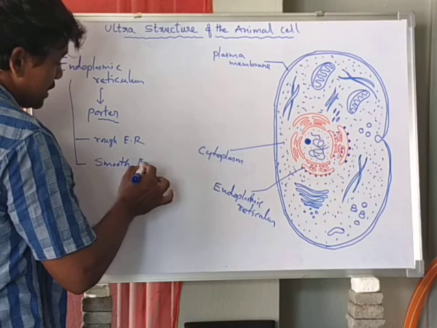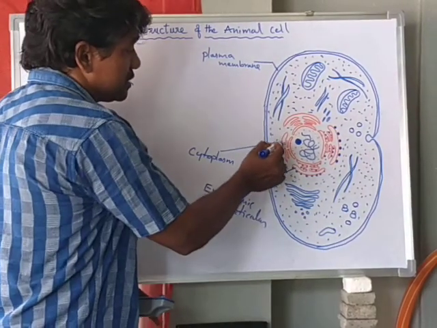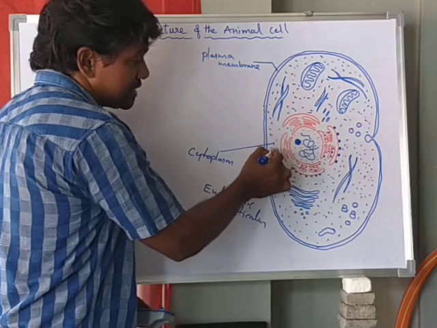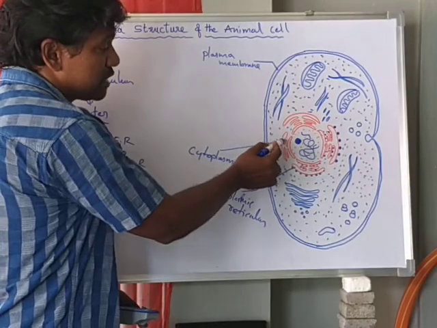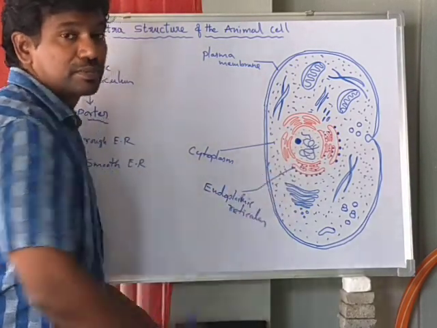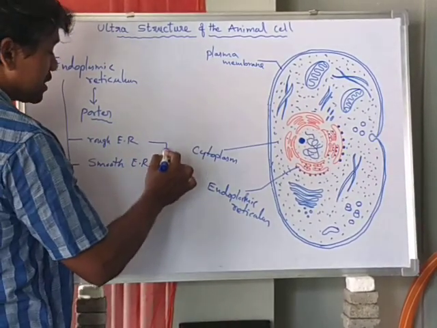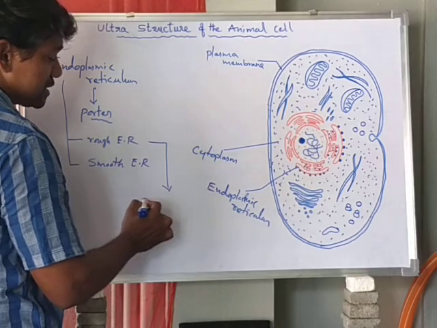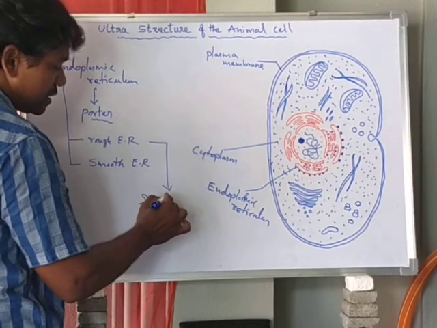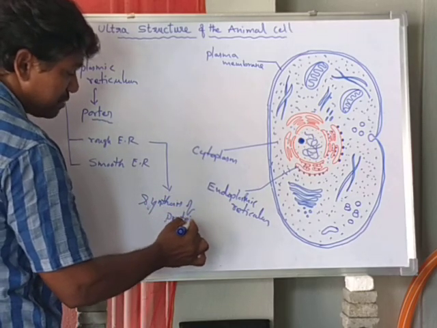Smooth endoplasmic reticulum has no ribosomes attached on the surface. So this one is smooth endoplasmic reticulum, and this one is rough endoplasmic reticulum. Rough endoplasmic reticulum helps in the synthesis of proteins.